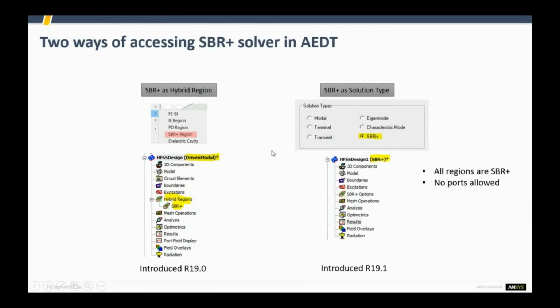So there are two ways to access the SBR Plus solver in AEDT. Back in R19.0, the SBR Plus region was introduced, so it could be a hybrid region in the driven model analysis. And then later in R19.1, the SBR Plus solver was introduced. In that setup, all the regions will be SBR Plus regions, and no ports are allowed, meaning as you can see, there's no port field display in the SBR Plus solver.